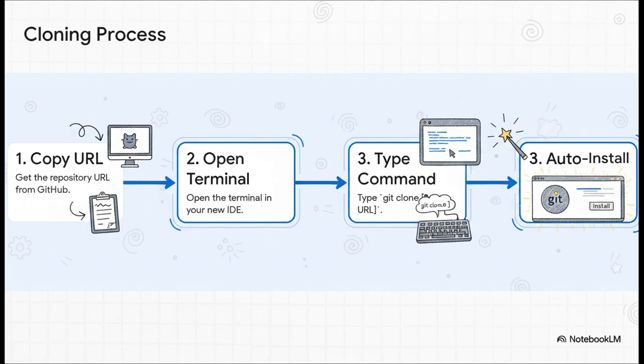And the process is just so simple. You copy the URL from your GitHub page, you open up that terminal in your IDE, and you just type git clone and then paste the link. But now check out step 4. This is the really cool part. If you don't happen to have Git installed yet, your IDE is smart enough to see that. It'll pop up and ask if you want to install it. You click one button and it does everything for you. And just like that, Git is set up.